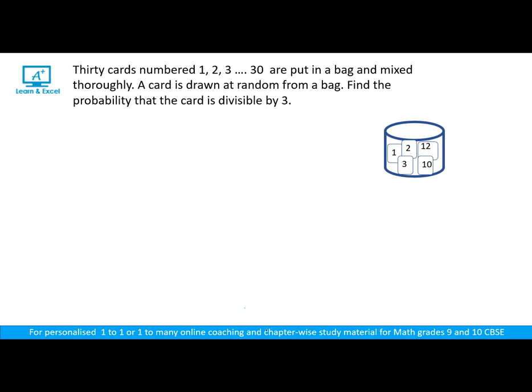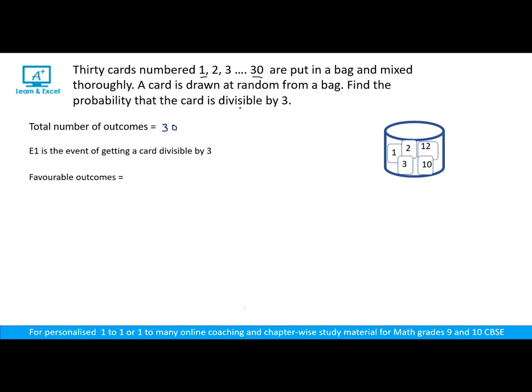Now here we have 30 cards numbered 1, 2, 3 to 30, put in a bag and mixed thoroughly. A card is drawn at random from the bag. We have to find the probability that the card is divisible by 3. First, we have to calculate the total number of outcomes. Because the cards go from 1 to 30, the last number 30 is the total number of outcomes. Let E be this event. Let us find the favorable outcomes.